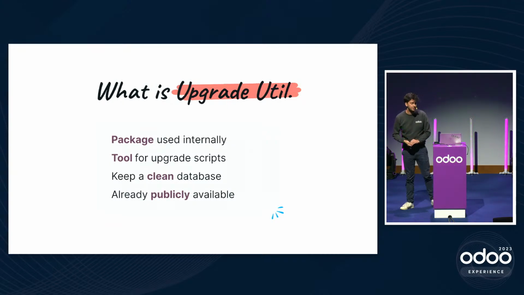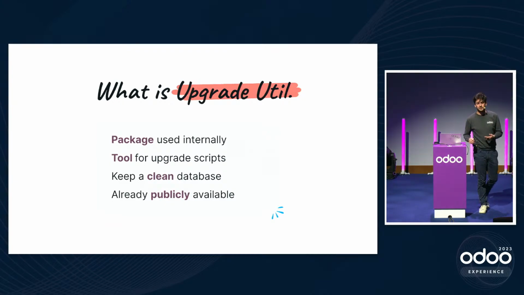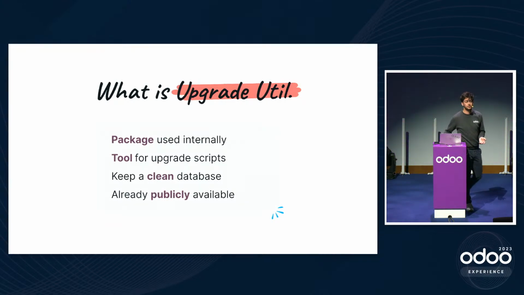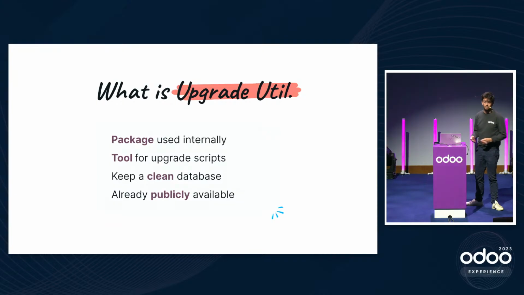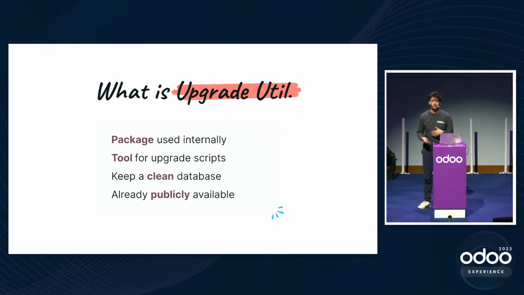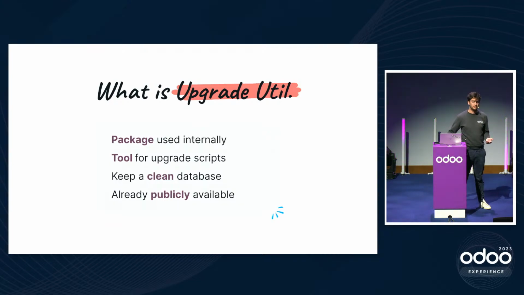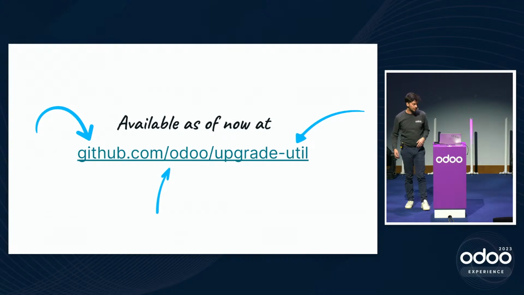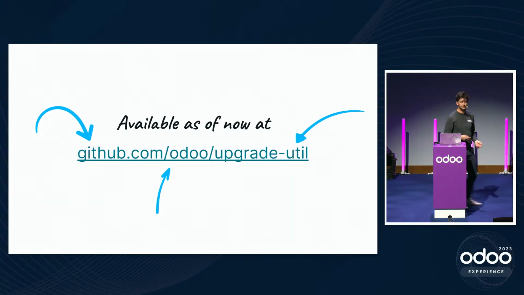So what is Upgrade Util? It's a package that we've used internally for a few years now, and that is used inside Upgrade script. So it does a lot of things for you that you don't have to think of during the upgrade. It also helps you keep a clean database between versions. So when you're going to remove some fields or change some fields, it will be super handy to not have useless or obsolete data in your database anymore. And it's already publicly available.